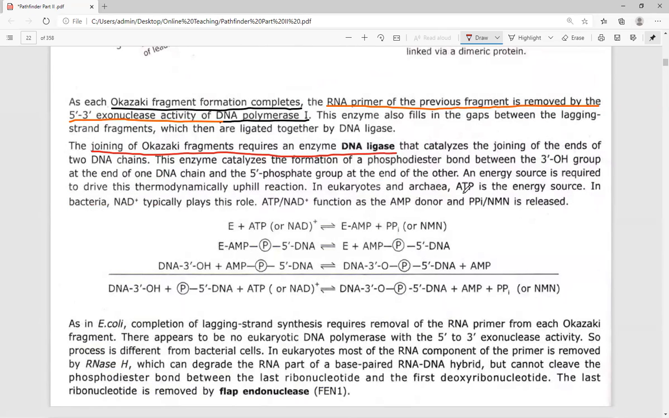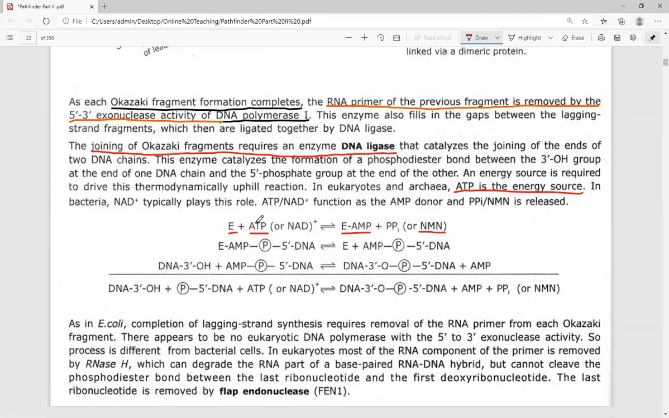In eukaryotes and archaea, ATP is the energy source that is going to be utilized. You can look here, there is an ATP molecule. ATP is getting converted into an adenosine monophosphate molecule. Once the enzyme reacts with an ATP molecule, it leads to the formation of adenosine monophosphate. You can look here, there is an AMP molecule.